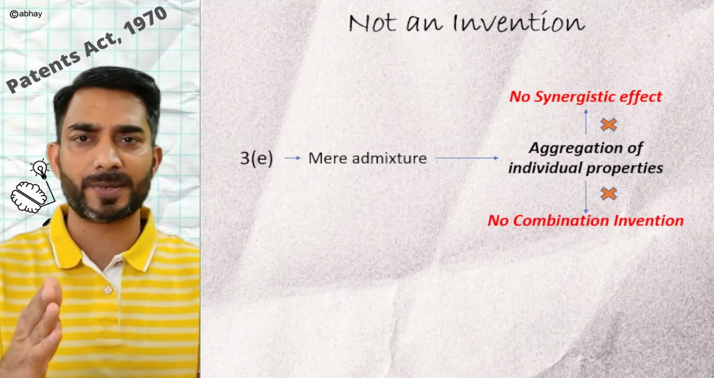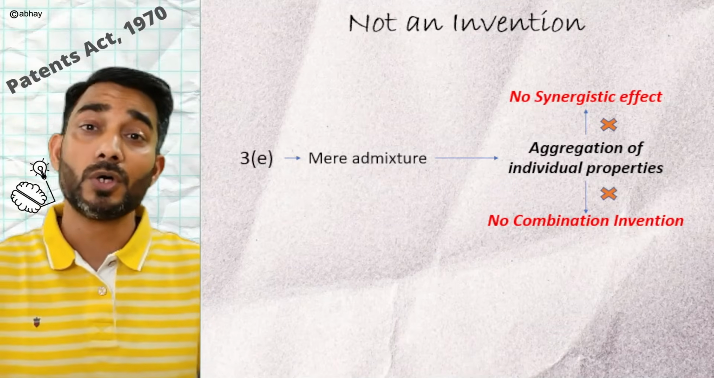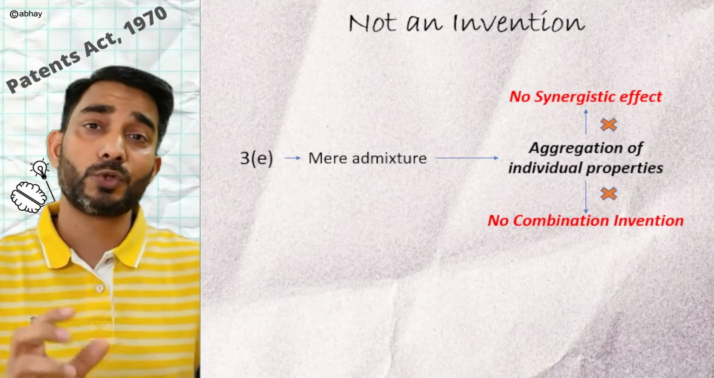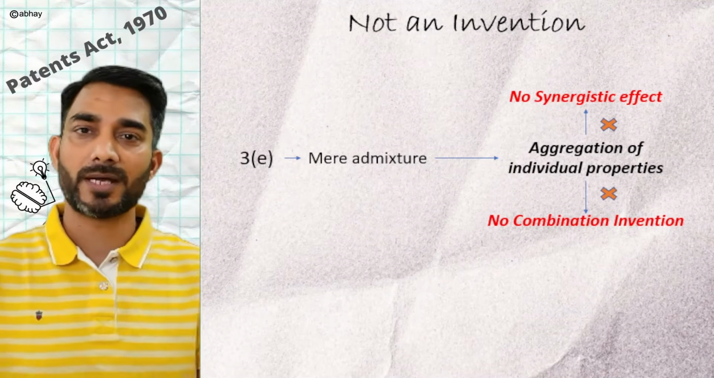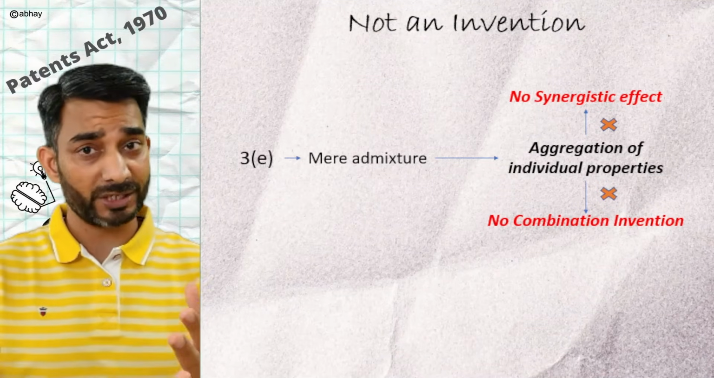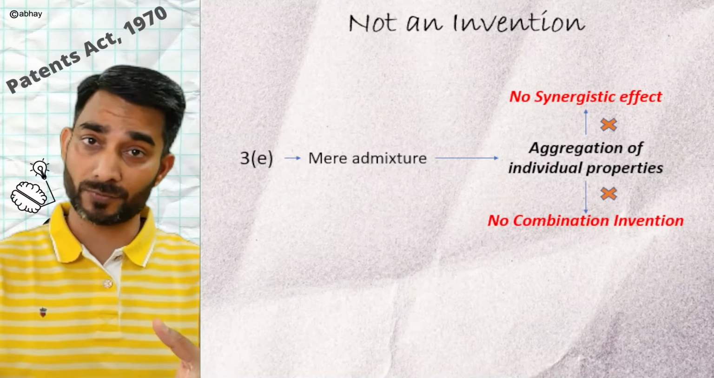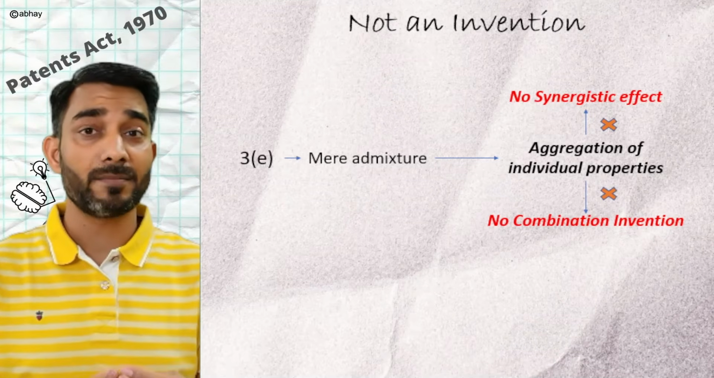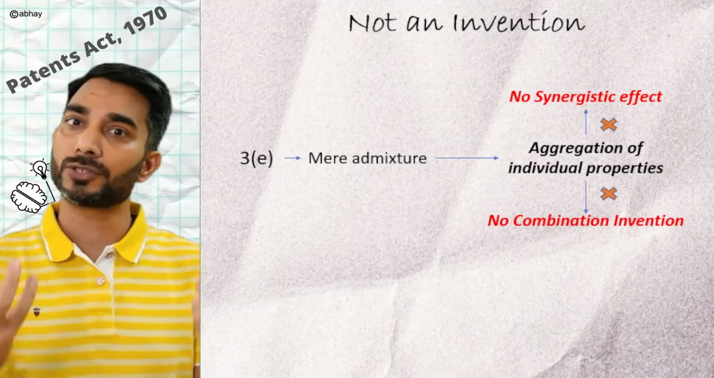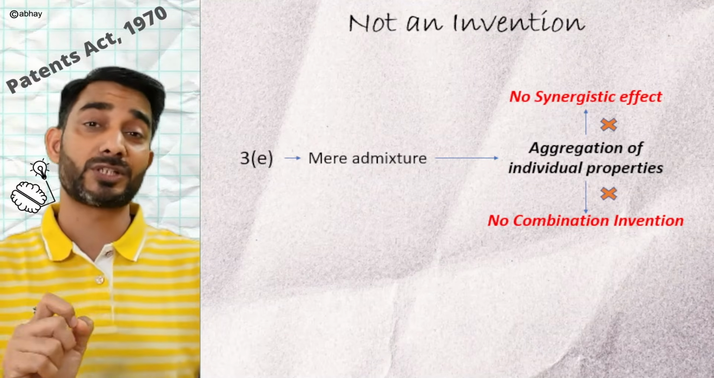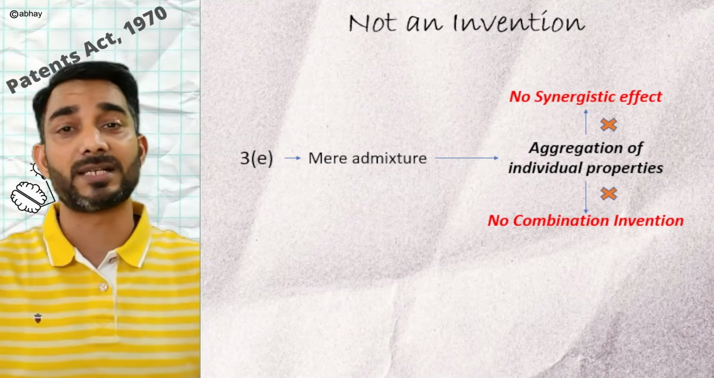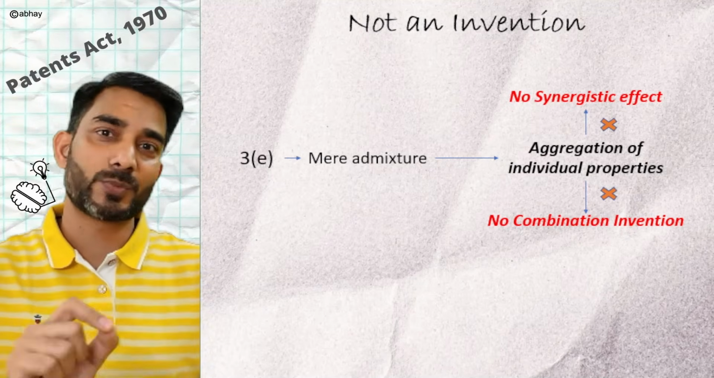Each of the individual aspects are working individually. What if you were to combine 0.5 mg of A, 0.5 mg of B, and come up with a combinational drug which not only treats your fever, also treats your pain. At the same time, the side effects are also reduced. So here it is, your synergistic effect. Such a mixture with synergistic effect will be considered an invention. Next one, F.